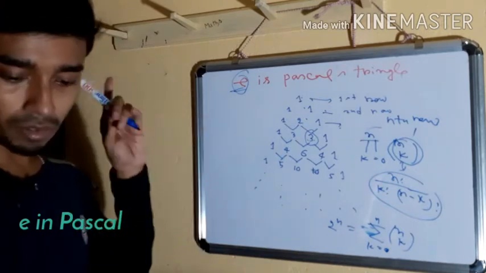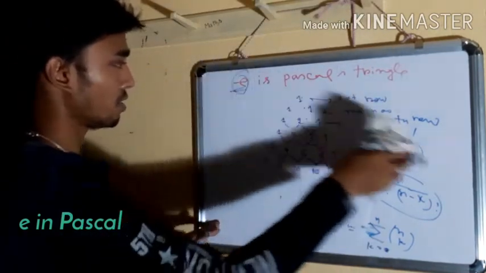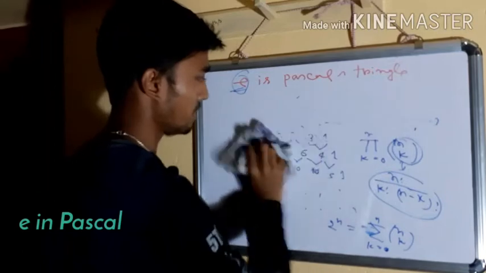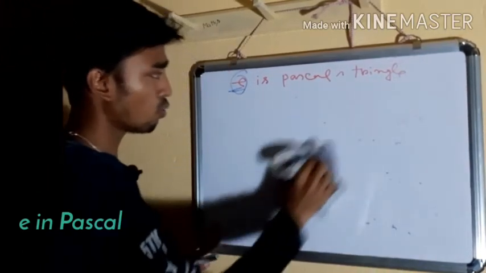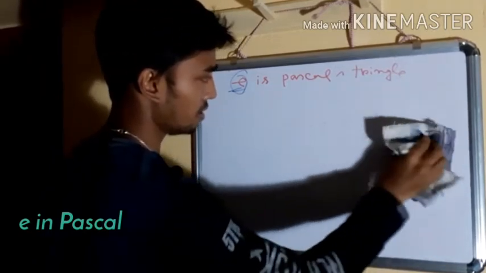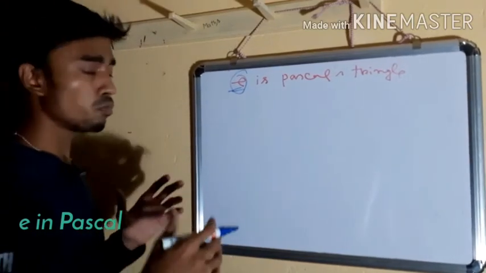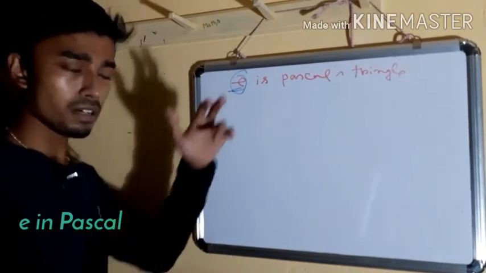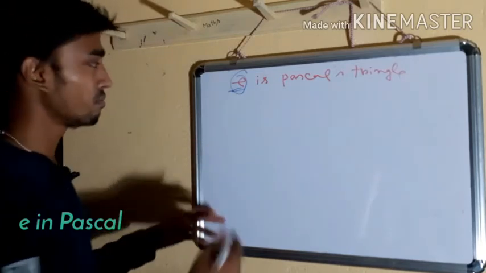So now again, where is E? I am just pointing toward that. Now let me erase it. The quality of this board is not that good, which is why these kinds of things attach to my hand. Now we need to find the ratio of two consecutive rows.